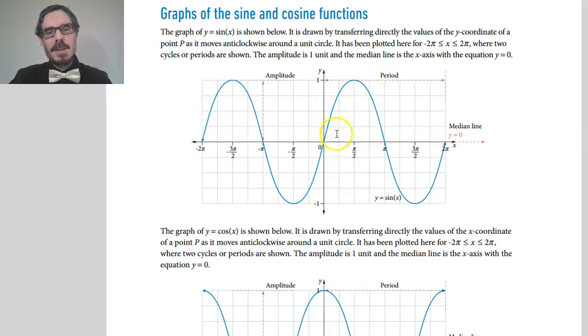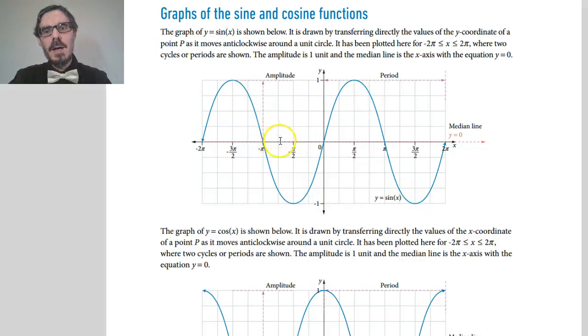The period is the distance. I shouldn't say period is distance, should I? The period is the amount of x that it takes to get back to where it started from. And I don't mean back to the same position in the y-axis. I mean back to the start of that pattern again. The period is from here to here. Or if you prefer, it's from here to here. That's the period.